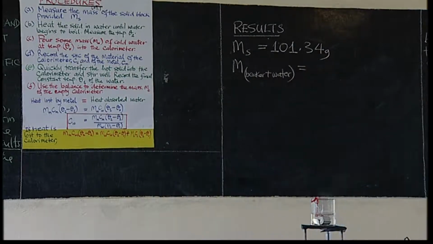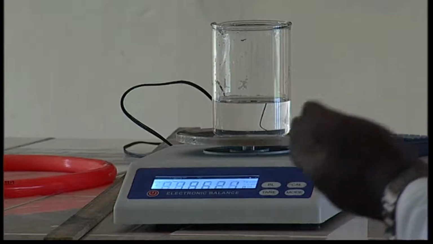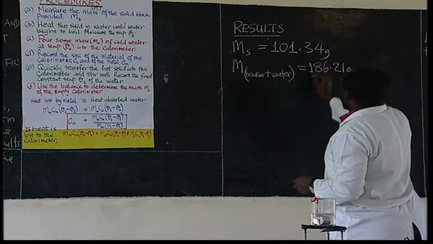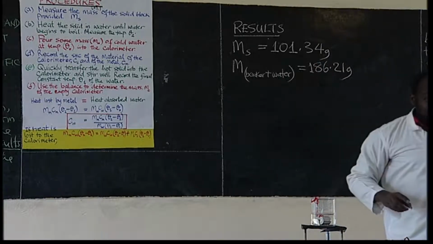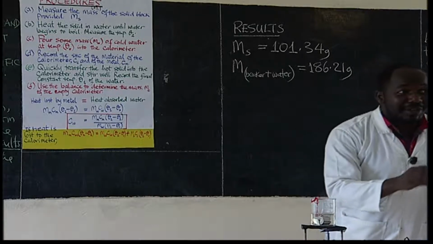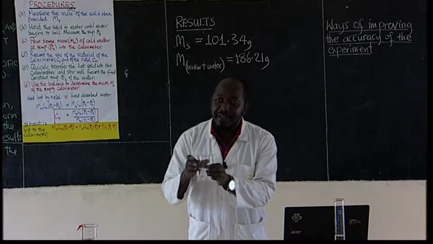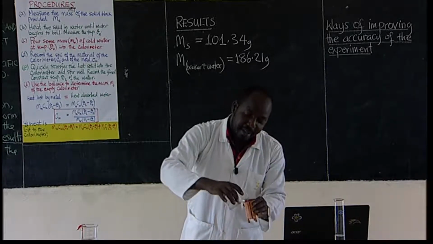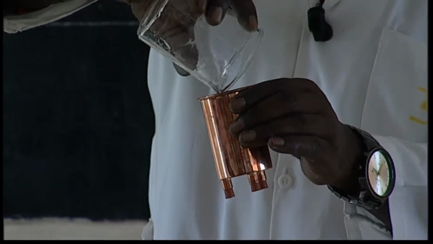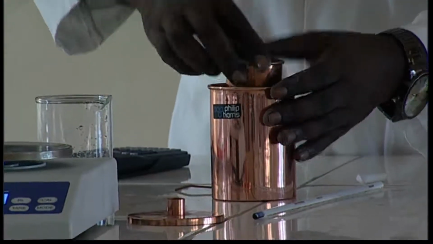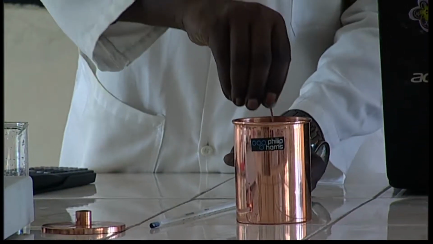Let me read it again so we can see. It is 186.21 grams. That is mass of the what? The beaker and water. So what are we going to do to get the mass of the water alone? To get the mass of the water alone, I'm going to remove this water and pour it back into the calorimeter. And I need this inside the bigger can. So I've taken back the water, remember? And this is the stirrer, I'm taking it back inside.